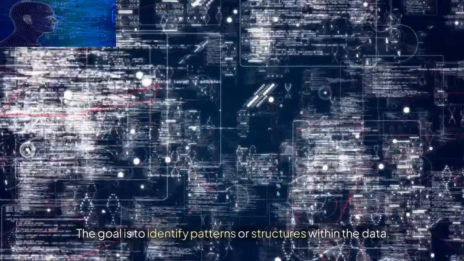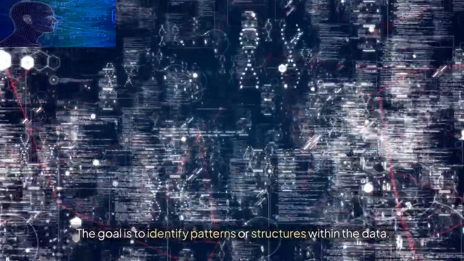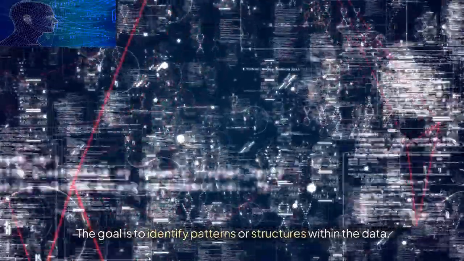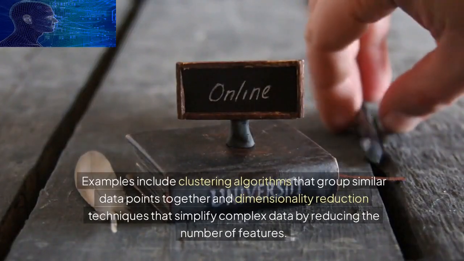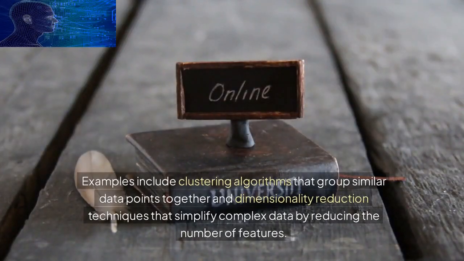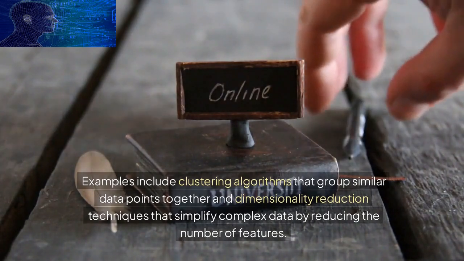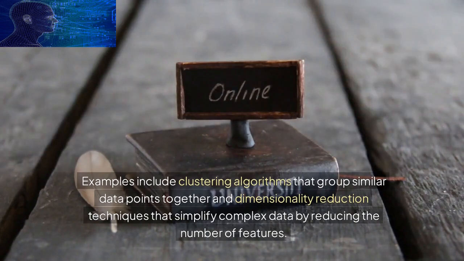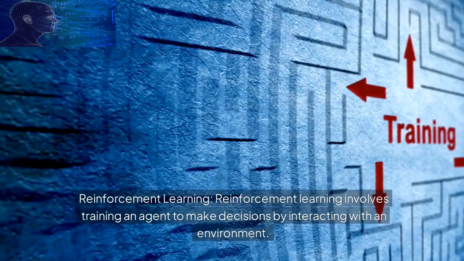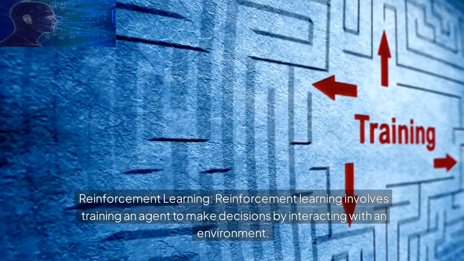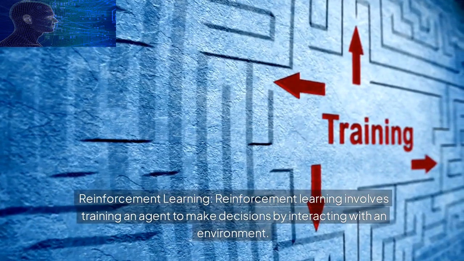Reinforcement learning involves training an agent to make decisions by interacting with an environment. The agent receives feedback in the form of rewards or penalties based on its actions and learns to optimize its behavior to achieve the best outcomes. This type of learning is commonly used in areas like robotics, game playing, and autonomous vehicles.